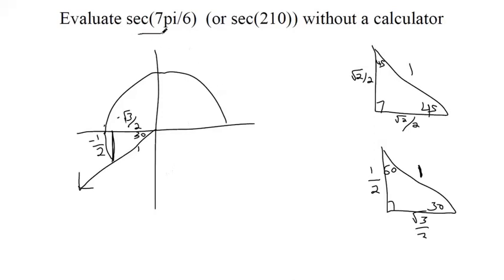Now we're ready to do the secant ratio. Look, secant's the reciprocal of cosine. So if cosine is adjacent over hypotenuse, then secant's just the hypotenuse divided by the adjacent. So look at your reference angle. The hypotenuse is 1, and then the adjacent is the one that's not the opposite of the reference angle. So this is the opposite, so that means this is the adjacent. So we're going to divide 1 by negative square root of 3 over 2.